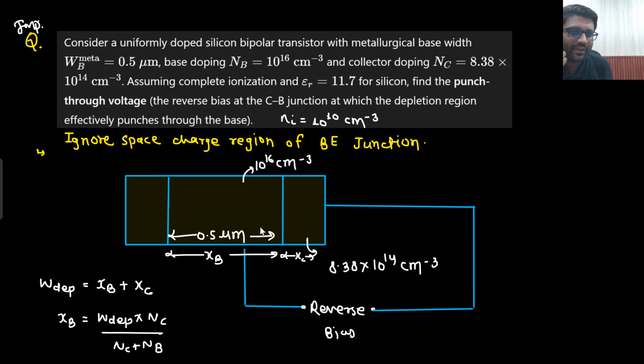So this is my 0.5 micrometer. So xb equals 0.5 micrometer. So what should be my total depletion width? That I can find out. Are you able to understand this point? So total depletion width should be, from here, nc plus nb upon nc times xb. So this will be your total depletion width.